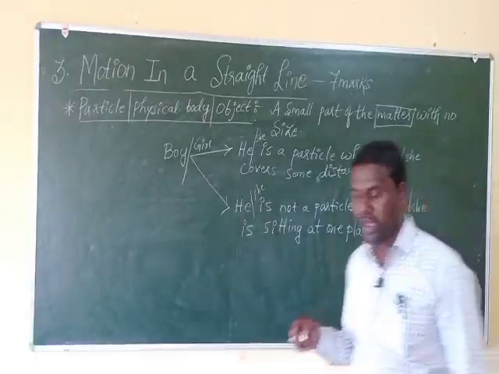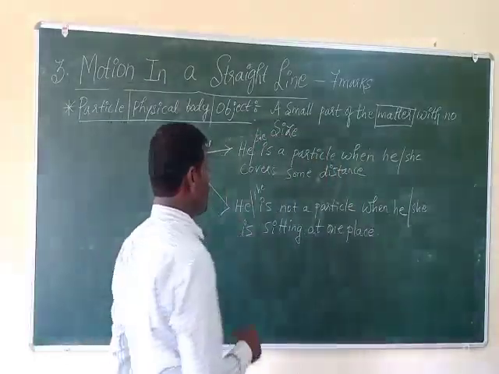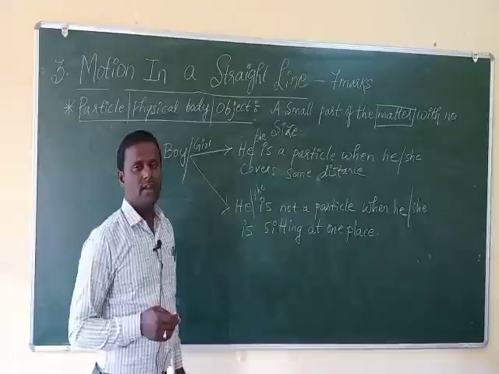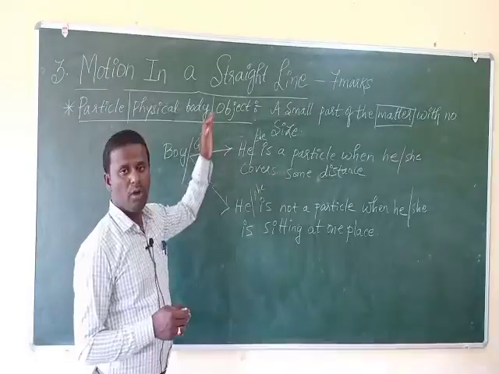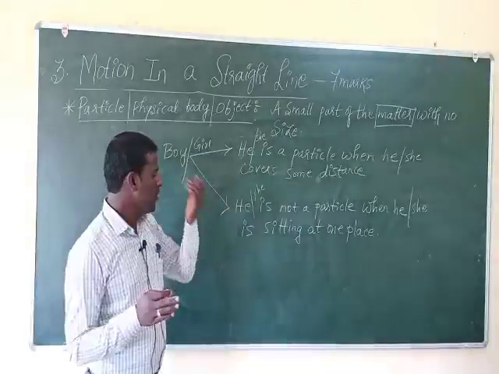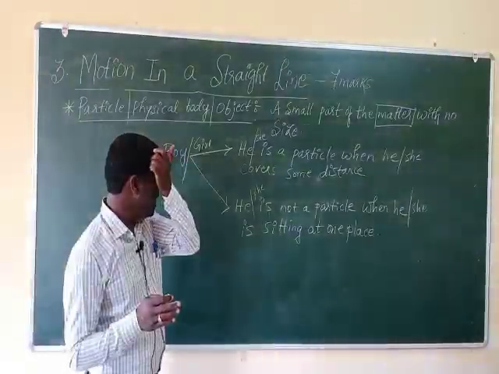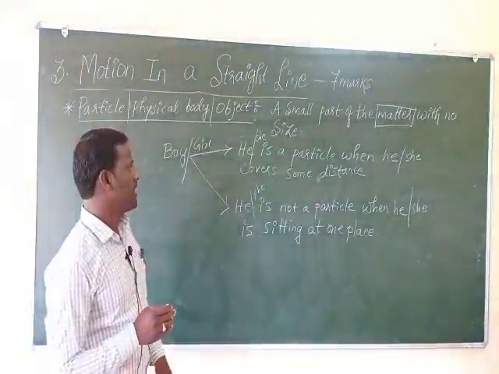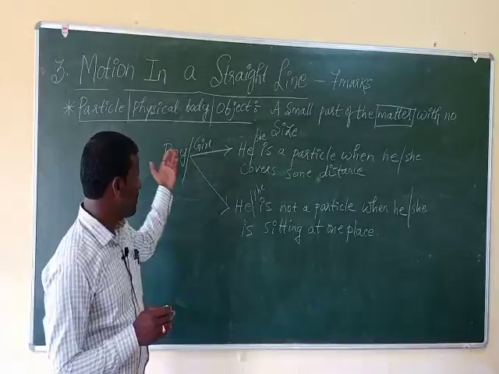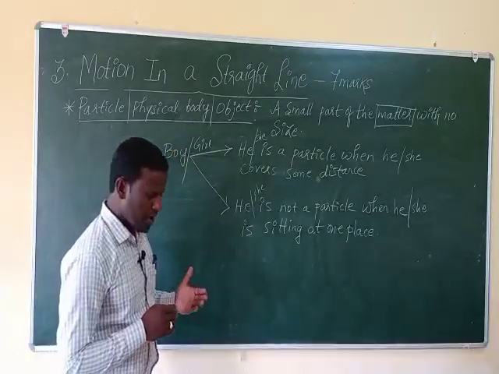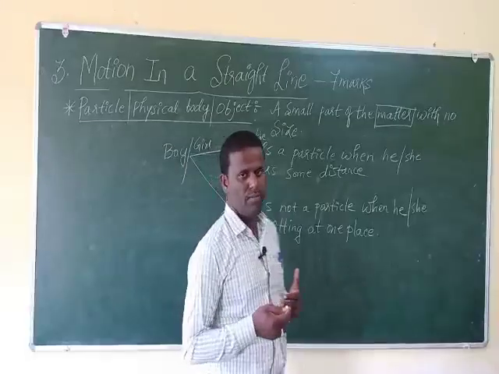When they are dancing, or when he or she is sitting at one place, then they are not a particle, not a physical body, not an object according to physics derivations. So you can take them as a particle if and only if they must cover some distance. At that time you can take boy or girl as a particle. So is there any other definition of particle?